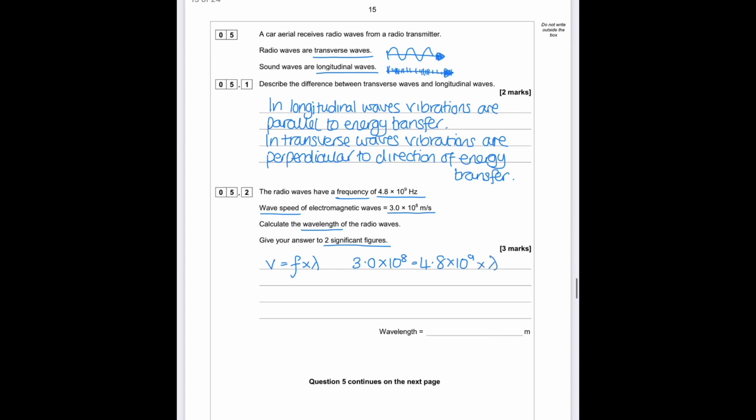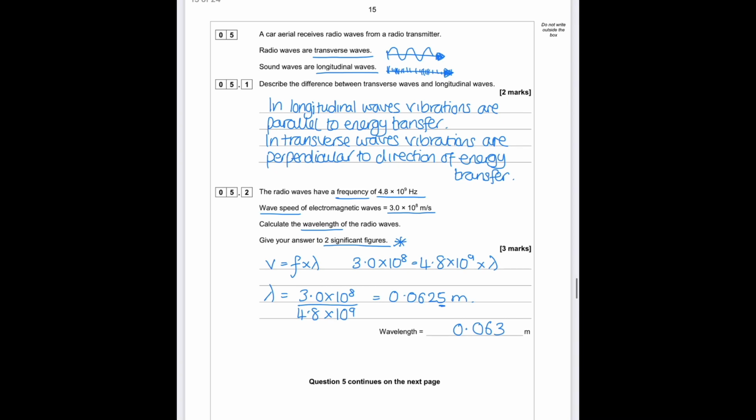And if we rearrange that, then that gives us the wavelength is 3.0 times 10 to the power of 8 divided by 4.8 times 10 to the power of 9. And if we calculate that out, we get an answer of 0.0625 meters. Now, the key thing now is to get that last mark, we've got to give our answer to two significant figures. Now, because the third significant figure is 5, we would round up to 0.063.